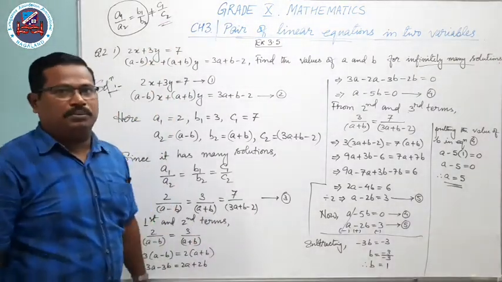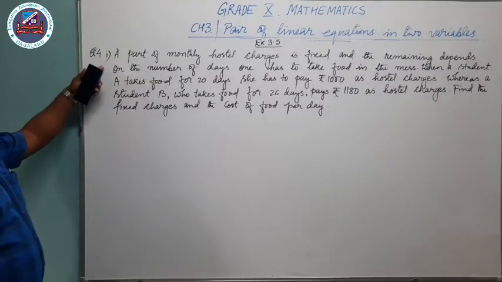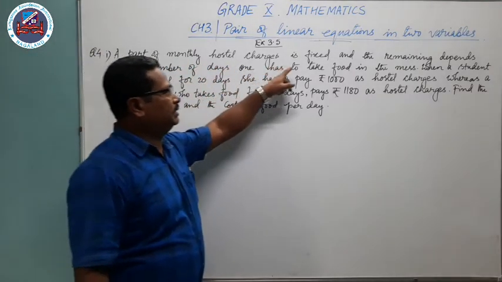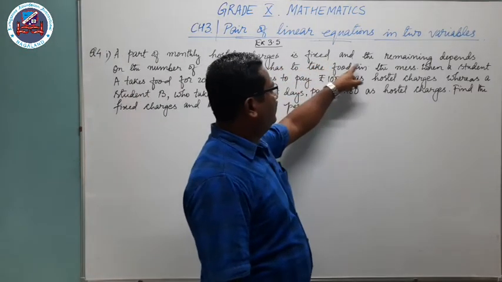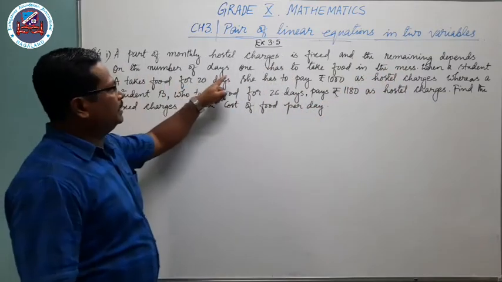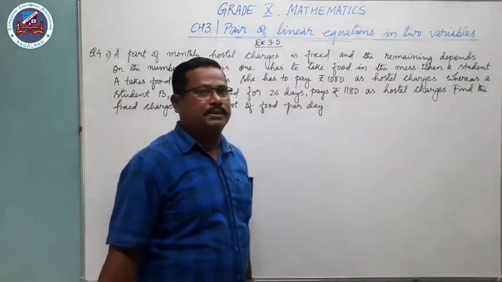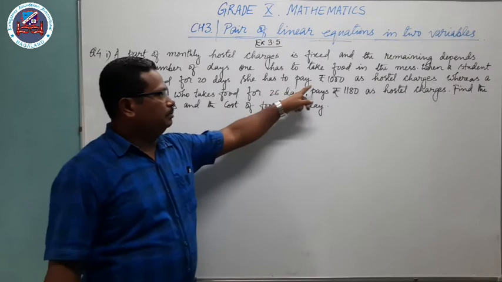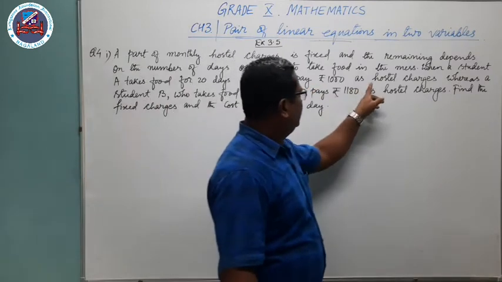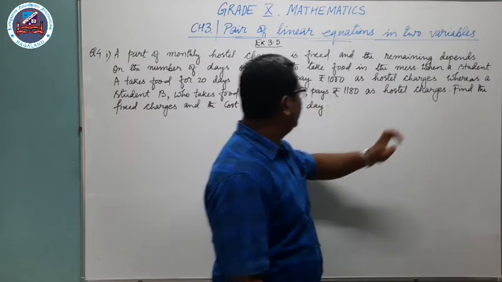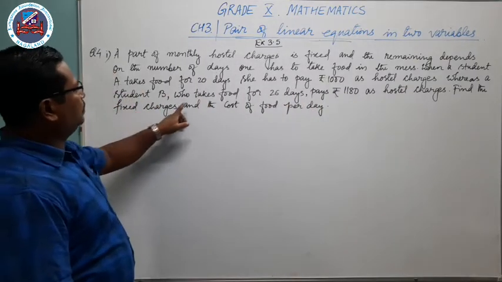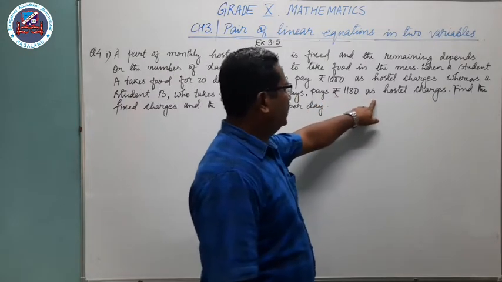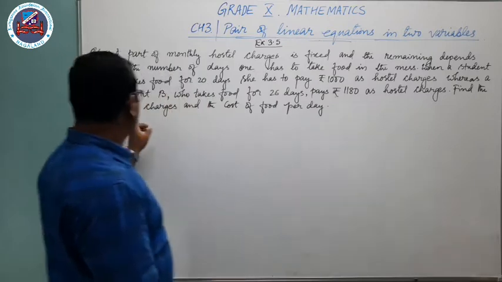Let us do one word problem. Number 4, number 1 from your NCERT textbook. A part of monthly hostel charges is fixed and the remaining depends upon the number of days one has to take food in the mess. When a student A takes food for 20 days, she has to pay rupees 1000 as hostel charges, whereas a student B who takes food for 26 days pays rupees 1180 as hostel charges. You are asked to find out what is the fixed charge.